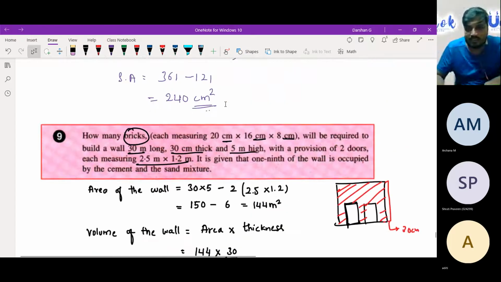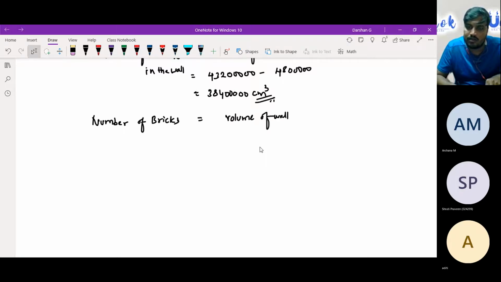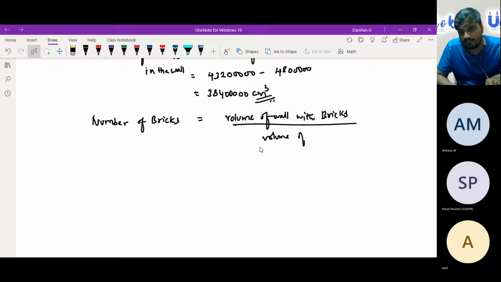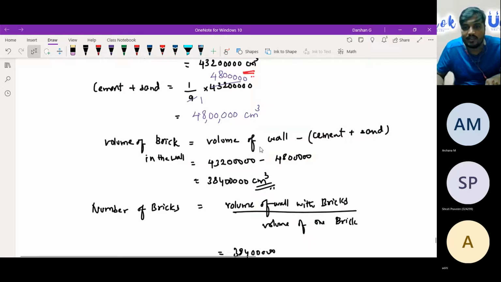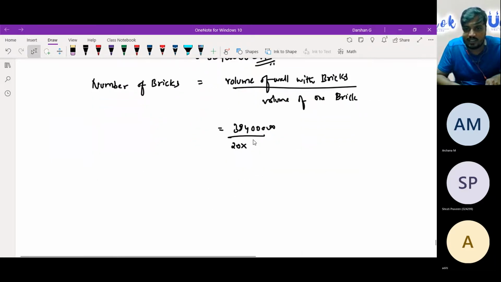So I have to find the number of bricks, right? What should I find? How many bricks? Yes, number of bricks. Do you know the formula for the number of bricks, Shruti? It is volume of wall with bricks divided by volume of one brick. So we got this answer, 384 with 5 zeros, divided by the volume of one brick, which is 20 times 16 into 8.